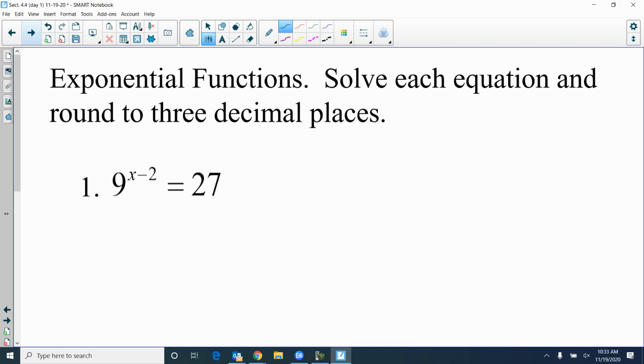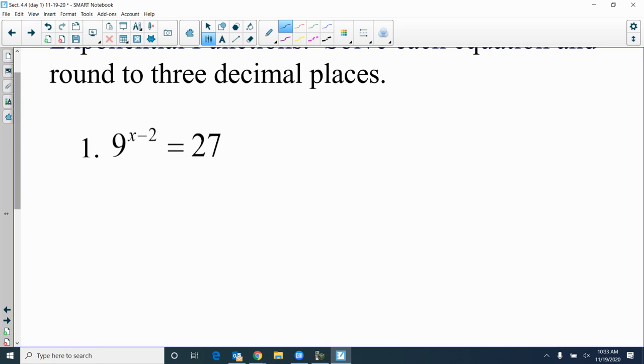Now, your only directions here are to round to 3 decimal places if needed. The first thing you want to try is to make these equivalent bases, and that's the first thing to try when you have an exponent that's a variable. So 9 can be rewritten as 3 squared, and 27 can be written as 3 to the 3rd power. So replace the 9 with 3 squared, still to the x minus 2. Replace the 27 with 3 cubed. That's our first goal: can we rewrite it with the same base?